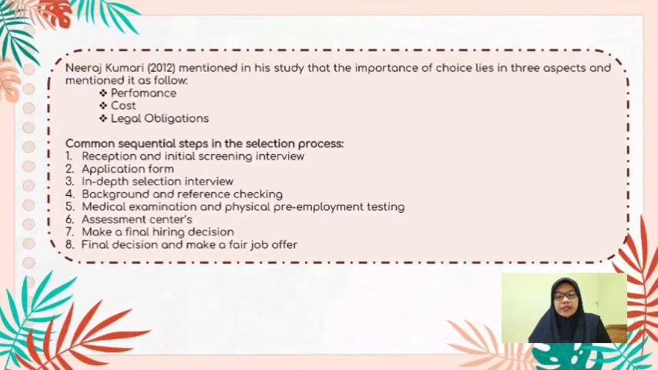So there are common sequential steps in the selection process. There are 8 common sequential steps in the selection process. First, reception and initial screening interview. Second, application form. Third, in-depth selection interview. Fourth, background and reference checking. Fifth, medical examination and physical pre-employment testing. Sixth, assessment centers. Seventh, make a final hiring decision. And last but not least, final decision and make a fair job offer.